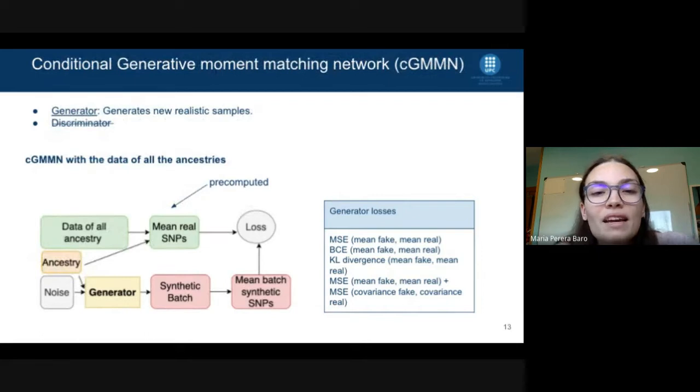And then I also tried a conditional generative moment matching network. The difference is that now we use the data of all the ancestries, and the same as in the conditional GAN, the labels are concatenated with one hot encoding in the input of the generator. And the losses are the same as in the moment matching network.